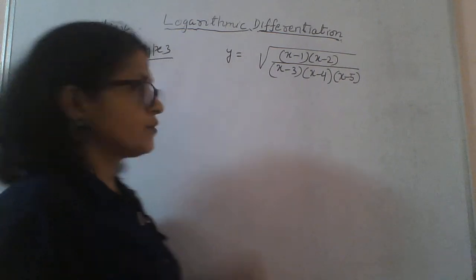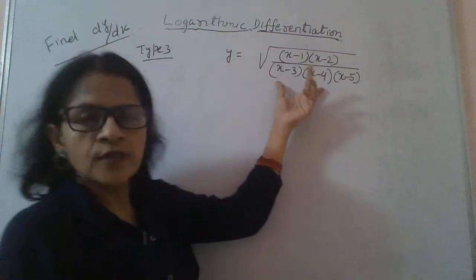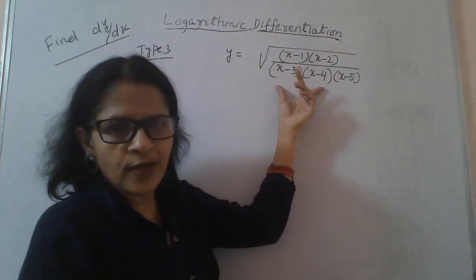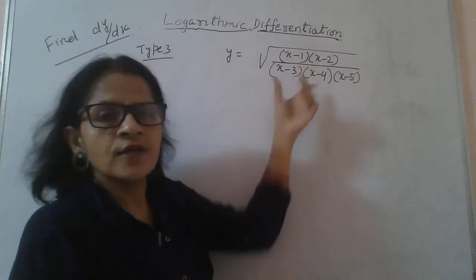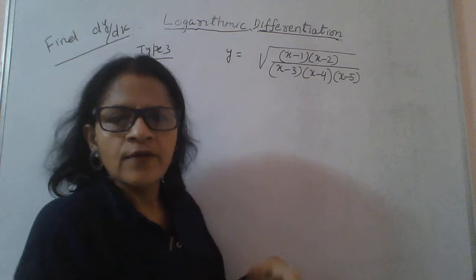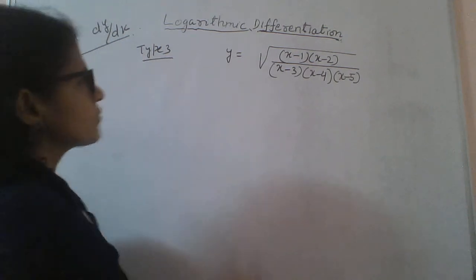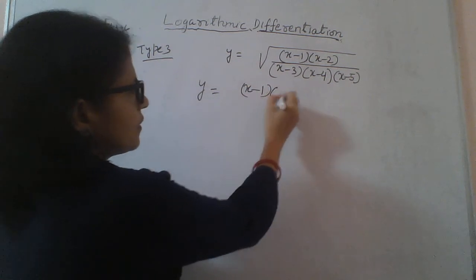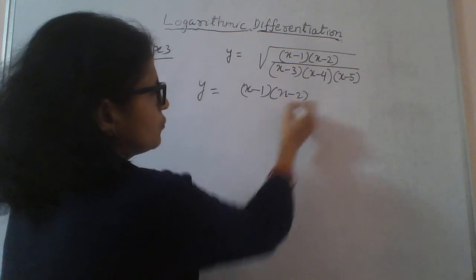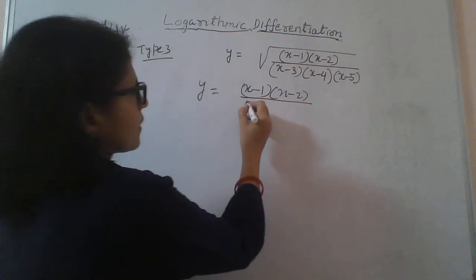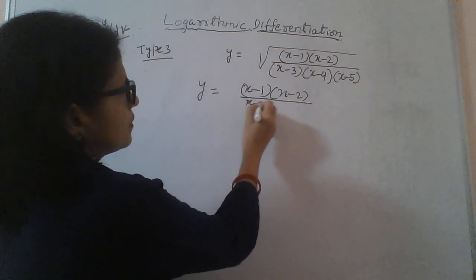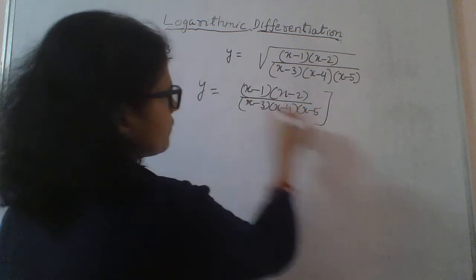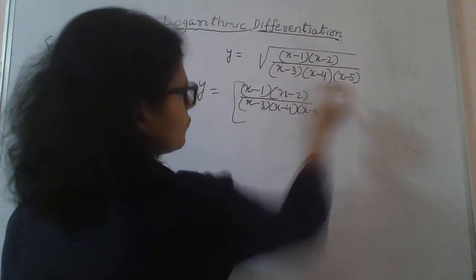So type 3 is what? See, y equal to this. This function is a mixture of product, quotient and square root. In such questions, logarithmic differentiation is very convenient. So if I write here y equal to x minus 1 into x minus 2, x minus 3, x minus 4, x minus 5 whole to the power 1 by 2.